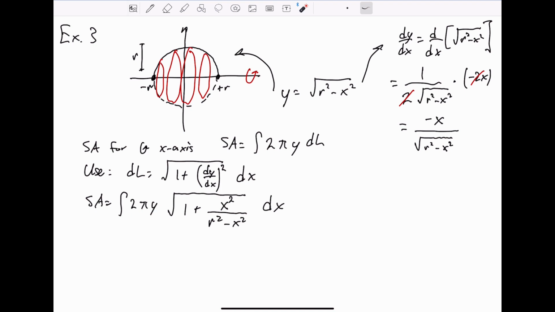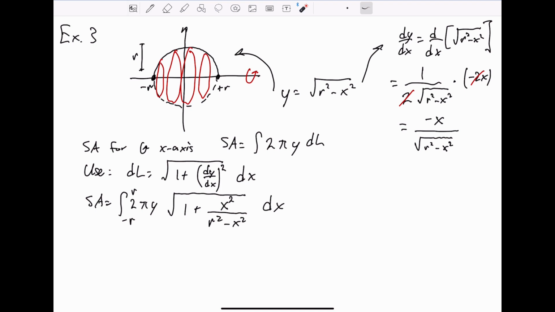We are integrating with respect to x, so the limits will be these x values from negative r to positive r. Remember, r is just a constant, so it looks a little bit messy, but r is just some number, whatever radius value we would like. Okay, so far so good.